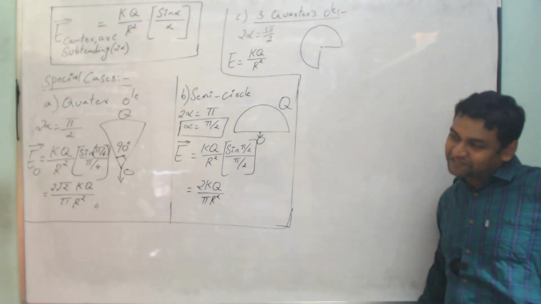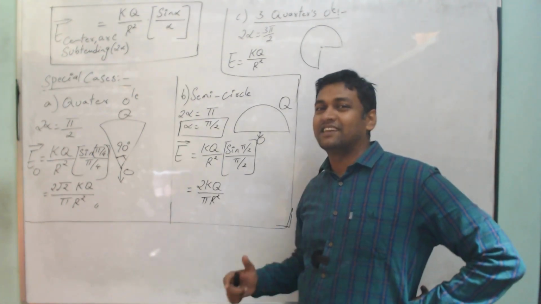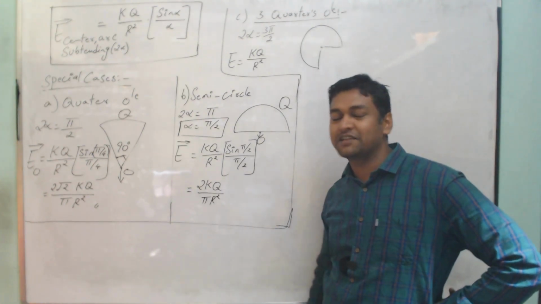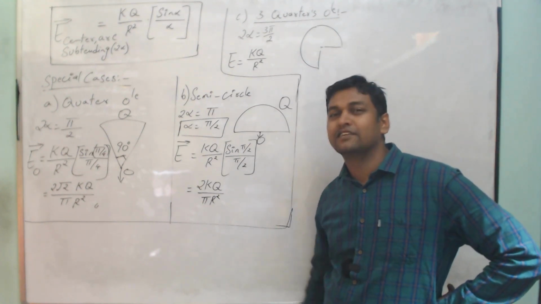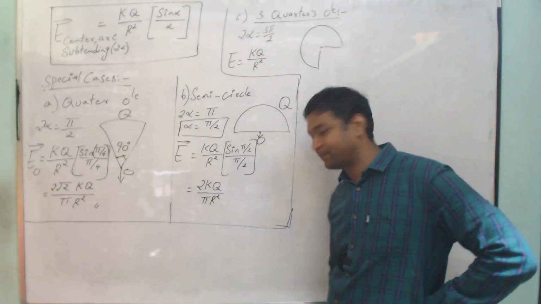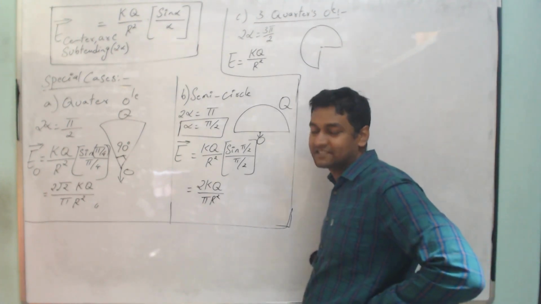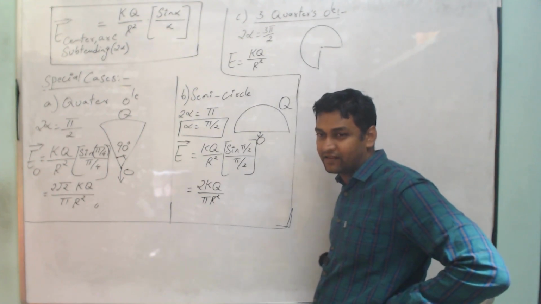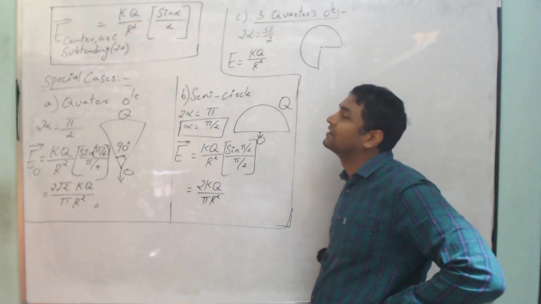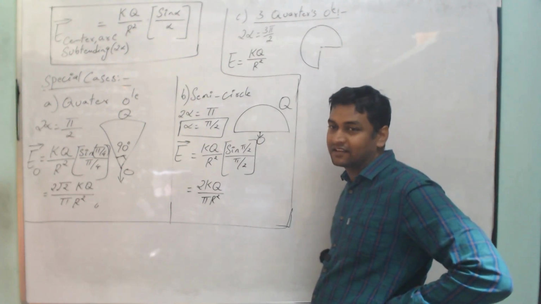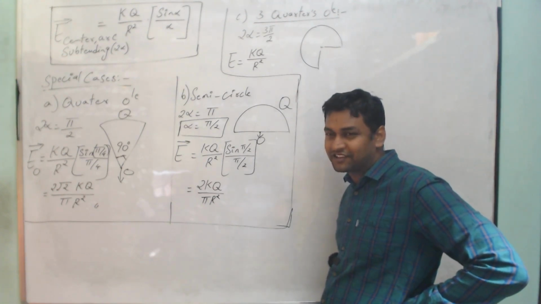What is sine 135 degrees? Sine of 90 plus 45 is nothing but cos 45, which is 1 by root 2. So what will we get as the answer? Root 2 kq by r square into pi in the denominator. Substitute it in here.